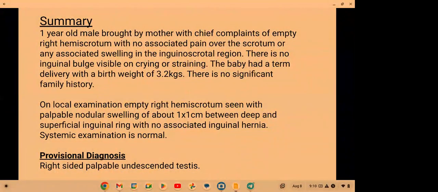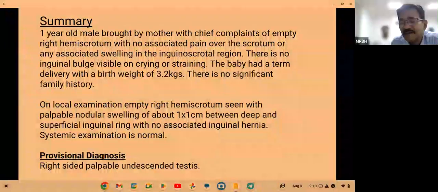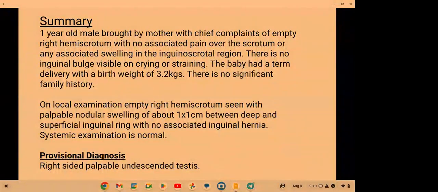And in the females? In the female, ma'am, it forms the Mullerian structures. That is the fallopian tube, uterus, and upper third of the vagina.